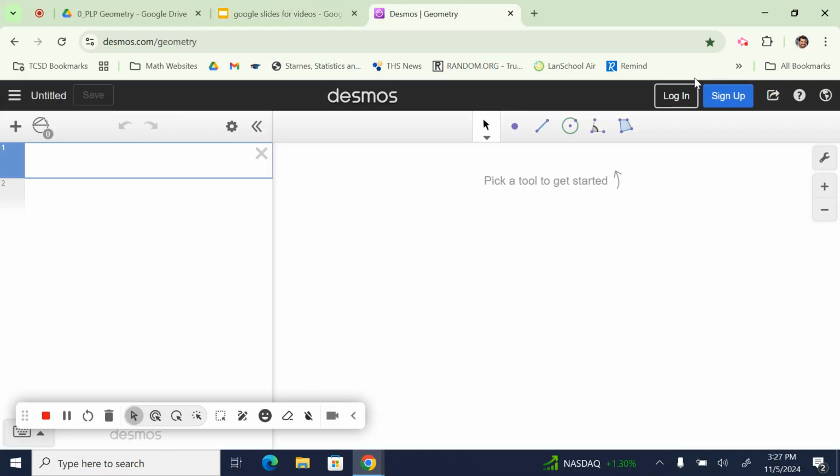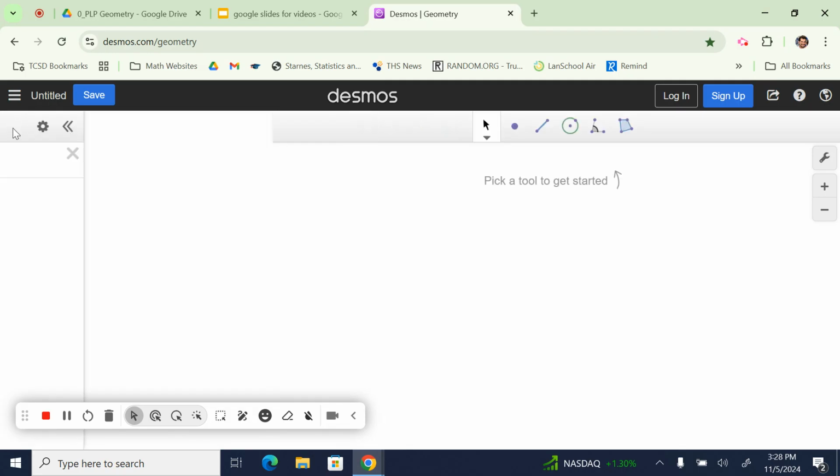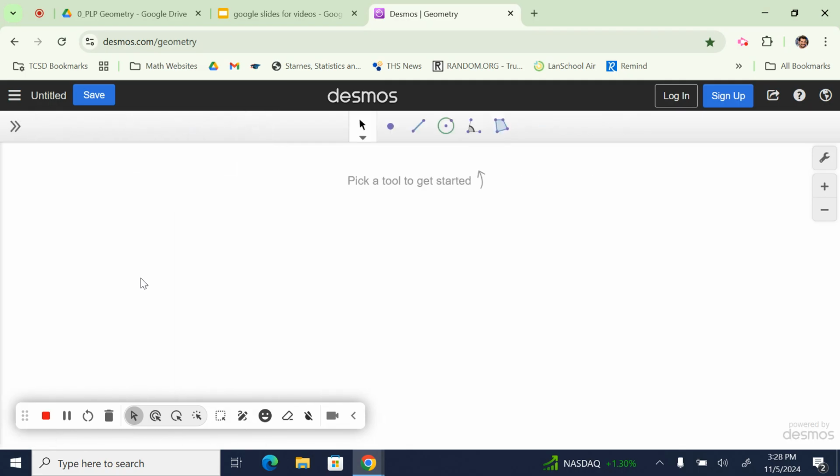Alright? Okay, so this is called Desmos geometry. I know it's your first time seeing it. No big deal. Alright? So, here's my sketchpad tools. Notice I clicked on the double arrows to make that go away because I don't need that. Alright, so the first thing is, we're going to use this polygon tool to make a triangle.